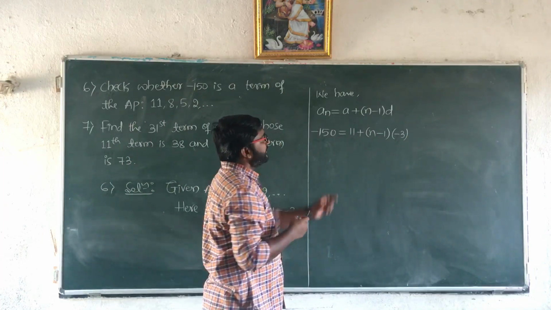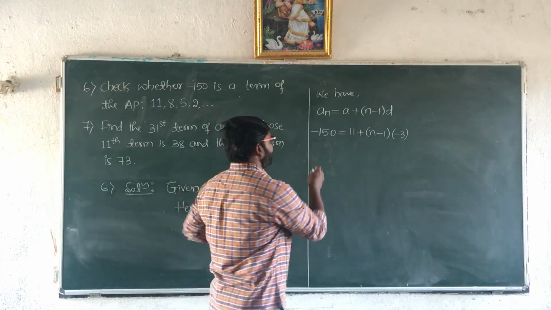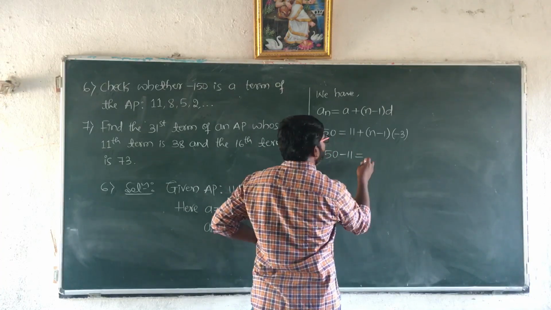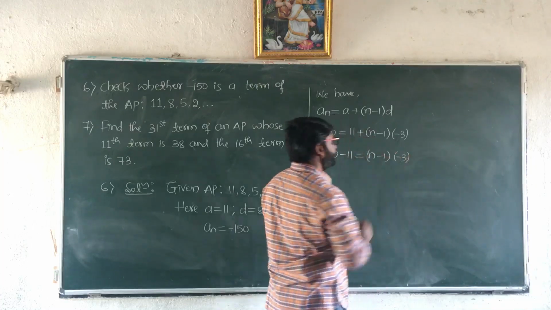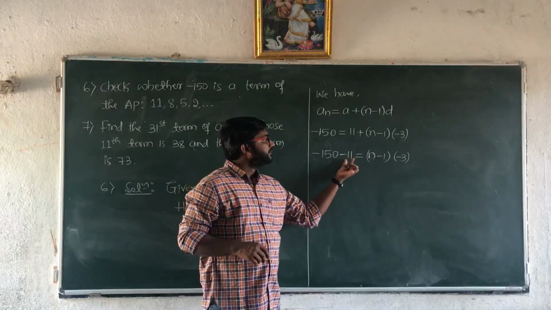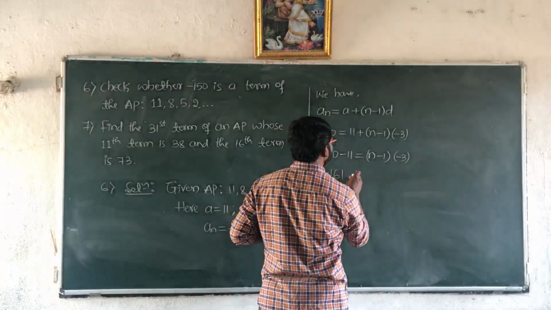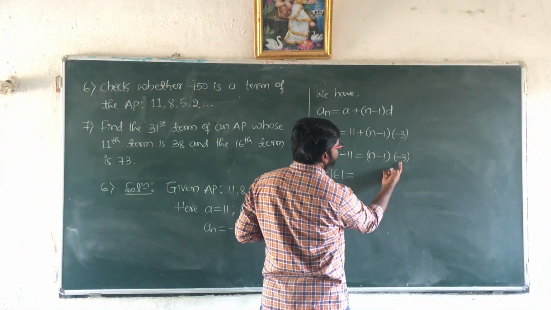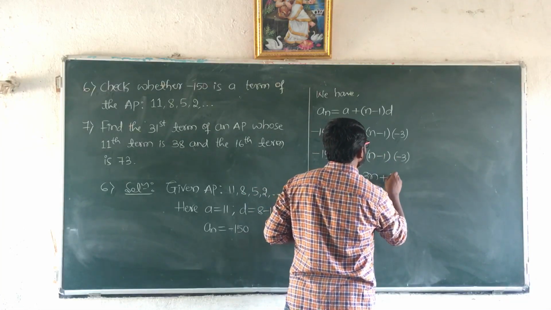So now let us simplify this. Take 11 to the LHS, it becomes minus 11. So minus 150 and then minus 11 is equal to n minus 1 into minus 3. Minus 150 and then minus 11 will give us minus 161. This is equal to multiplying minus 3 inside the bracket. We get minus 3n plus 3.